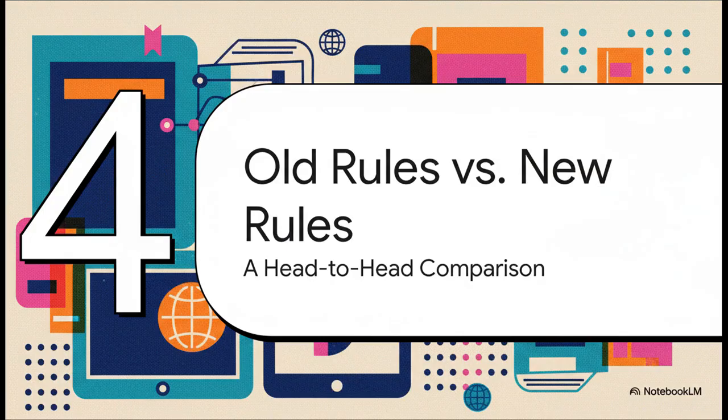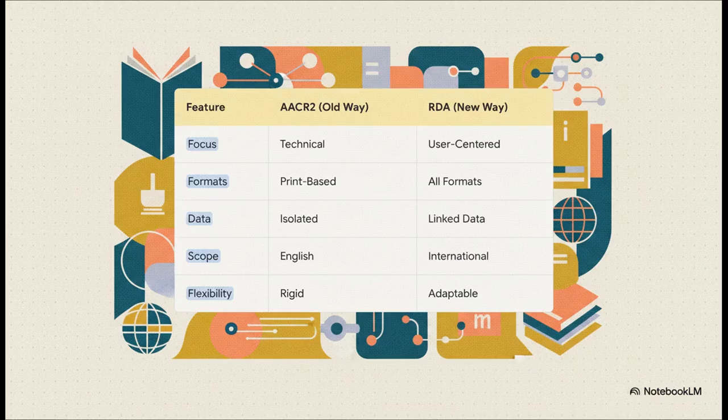Okay, so we've talked a lot about the theory, but what does this shift actually look like? Let's do a direct head-to-head comparison between the old way, AACR2, and the new way, RDA. You can really see the difference here. AACR2 was all about describing the object. RDA is all about the user. AACR2 was stuck on print. RDA handles everything. Digital, physical, you name it. And this is huge. RDA is built for linked data, which means it's designed to connect library information to the rest of the web. It's also international, not just for the English-speaking world. Basically, we're moving from rigid, prescriptive rules to a much more flexible and smart framework.